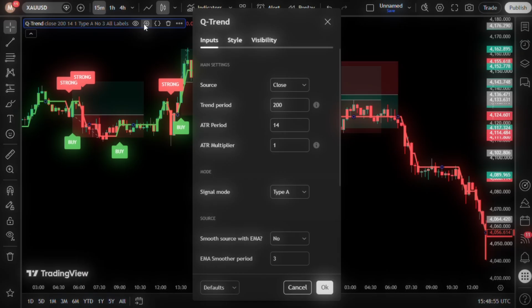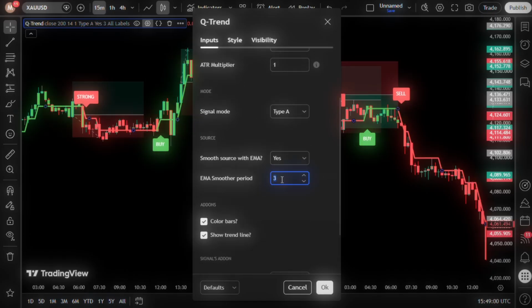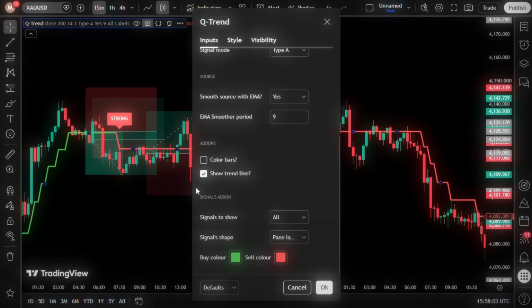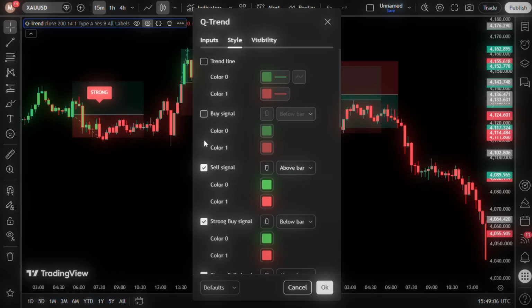Go into the settings of QTrend. Leave the trend and ATR settings as they are. They are already good. Now scroll down to the option called Smooth Source with EMA. Turn it on and set the period to 9. Then remove the bar colors. Finally, go to the Style tab and turn off the trend line, the buy signal, and the sell signal labels.